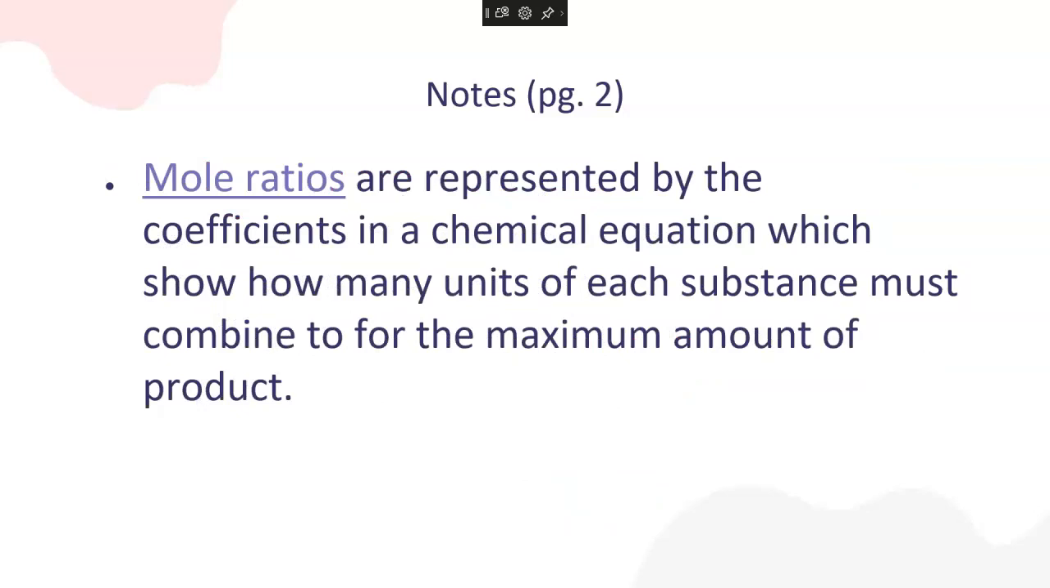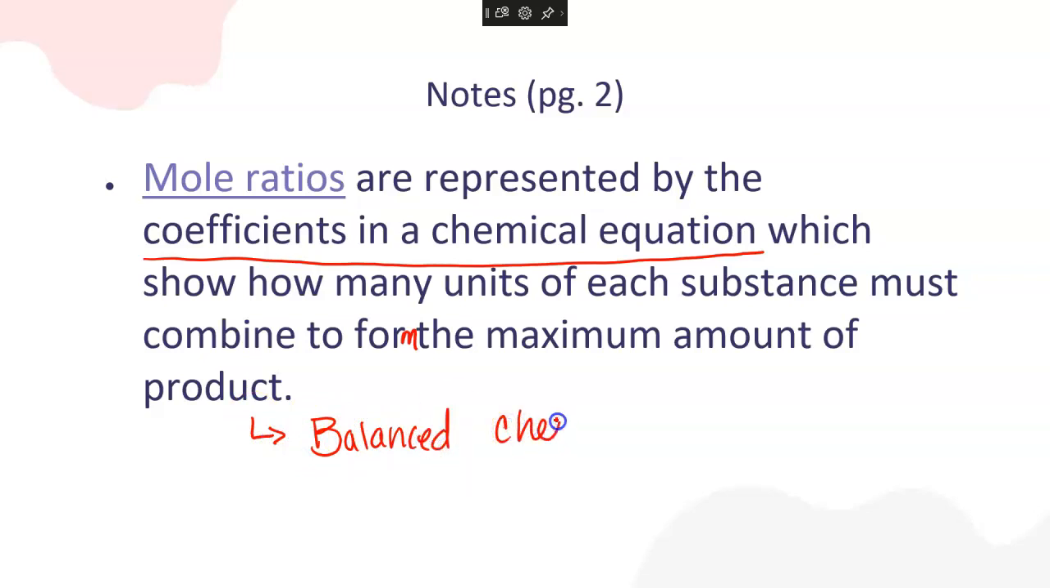So mole ratios are represented by the coefficients in a chemical equation, which show how many units of each substance must combine for the maximum amount of products to form. I think that's to form, yay for grammar, the maximum amount of products, okay? You get these from a balanced chemical equation.